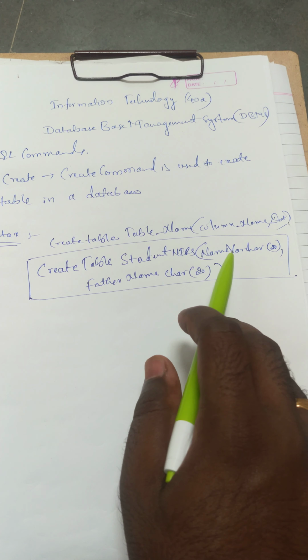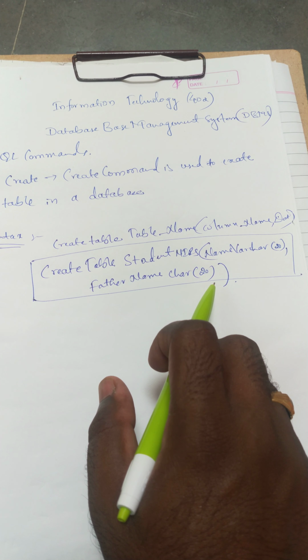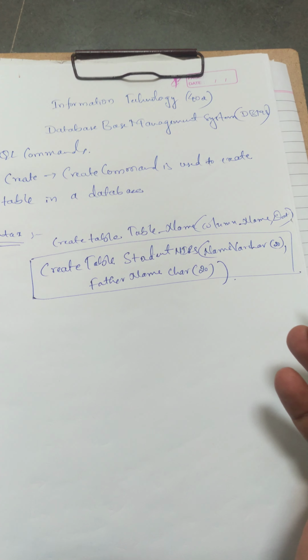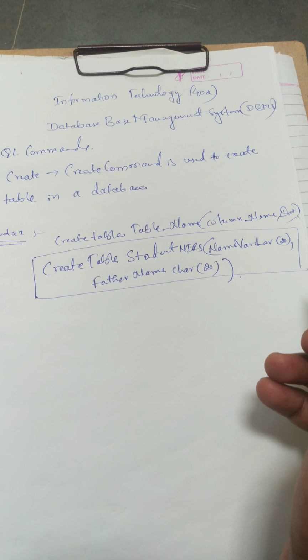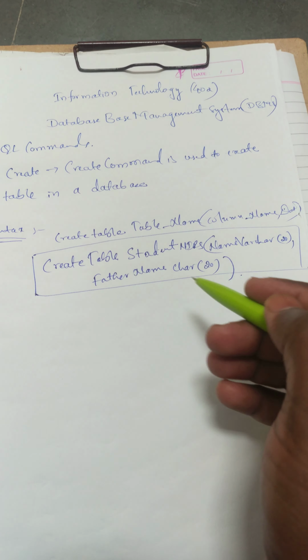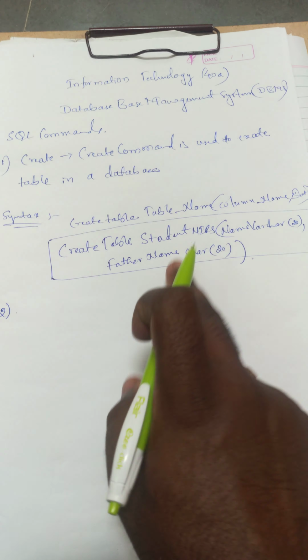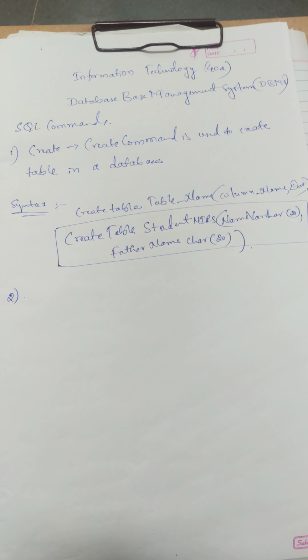So the 20 characters it holds, and then comma, the father name and char 20, and so on. However many fields you want, you can create. Like roll number, student name, father name, mother name, okay, and so on. So like that you have to create. Okay, so this is a SQL query. This portion we call it the SQL query for the create command.